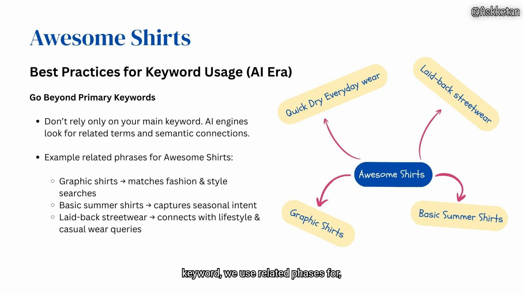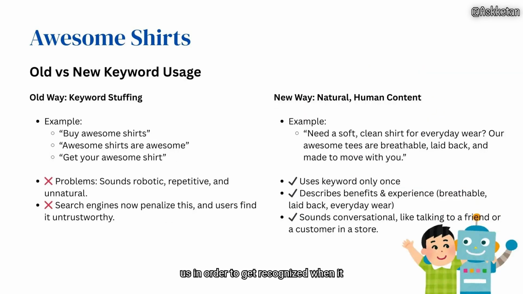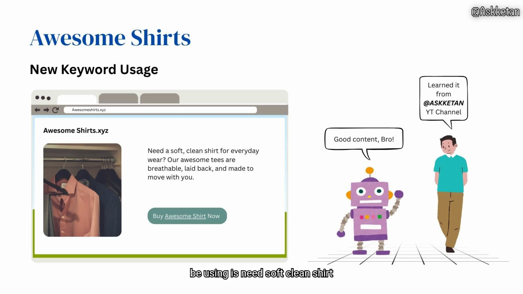we use related phrases. Let's say, for awesome shirts, we use phrases like graphic shirts, basic summer shirts, laid back streetwear, and this helps us get recognized when it comes to AI. So if we were saying "buy awesome shirts, awesome shirts are awesome, get your awesome shirt now," we need to change that, and what we should be using is "need a soft, clean shirt for everyday wear? Our awesome tees are breathable, laid back, and made to move with you."